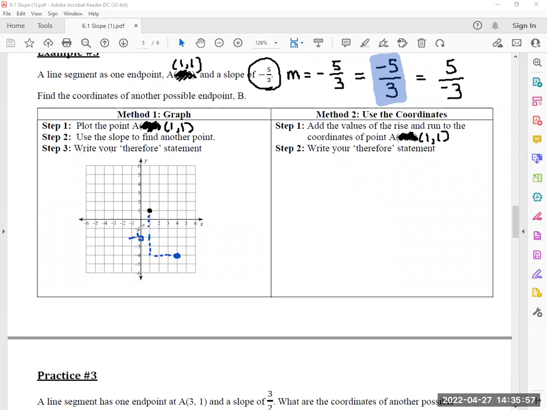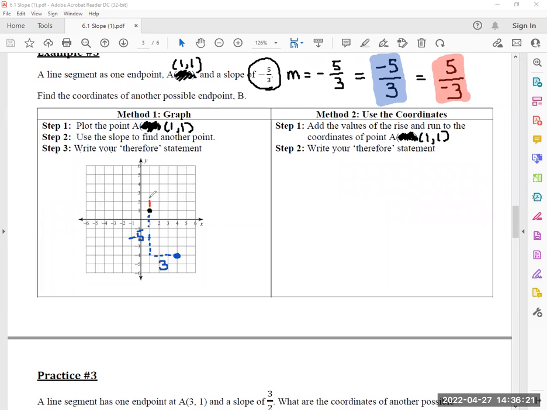So -5 and +3. Okay. Let's go the other way. What if one of you chose 5/-3? What's my rise in this case? 5. So I'm going to go up by 5.